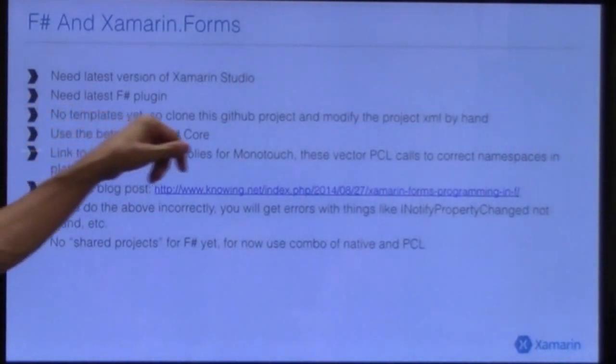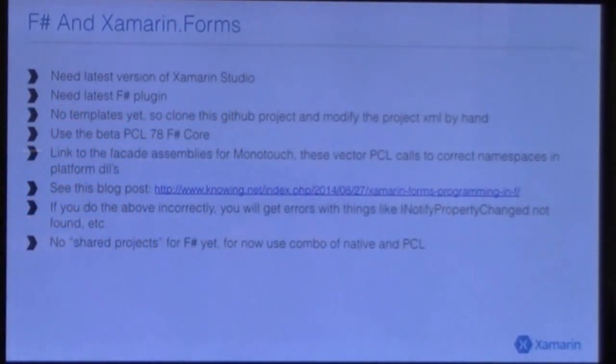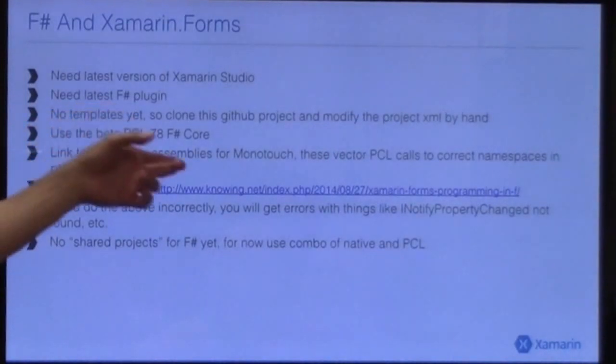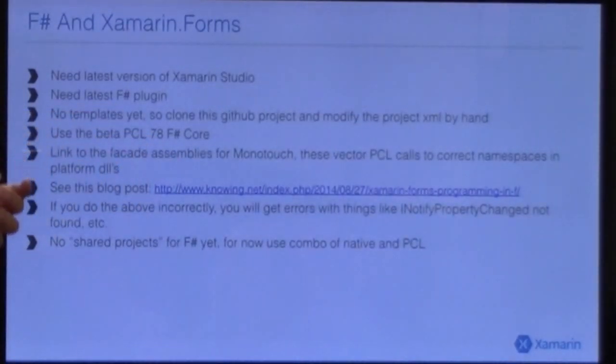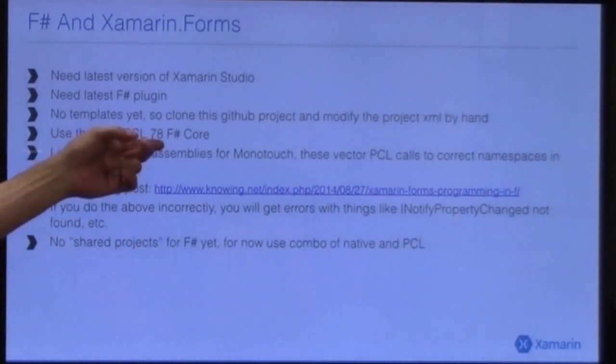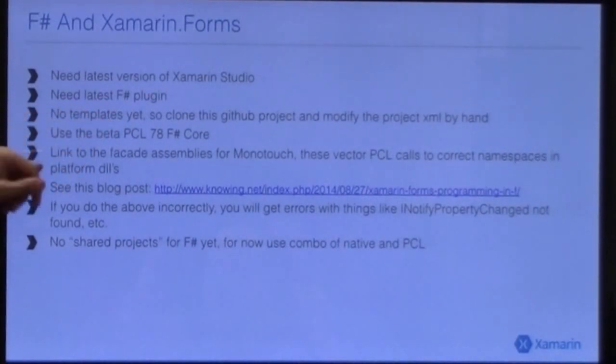There are no templates yet for a new F# Xamarin.Forms project. So basically, you have to find someone else's, open the project, and do a little bit of XML editing, which is not as bad as it sounds. The two secret sauce things that I was missing before: first, there's a version of F# Core. F# Core is like mscorlib for C#, but it's the one for F#. You have to have a special build of that, built for PCL78. That is up on NuGet. So you have to pull that down, delete the old F# Core, and put this one in. And then you have to link to the facade assemblies for MonoTouch.